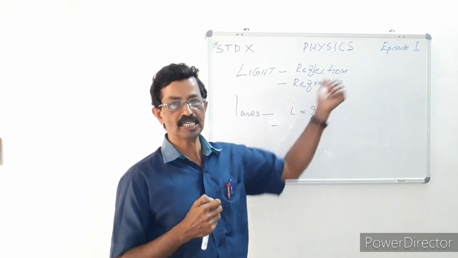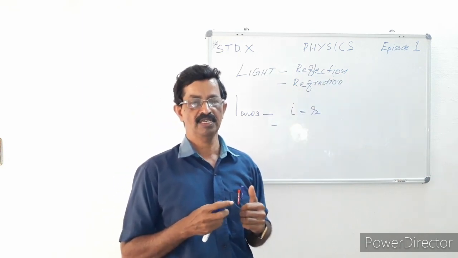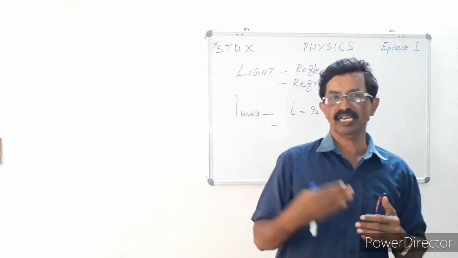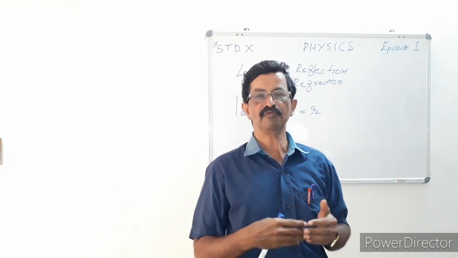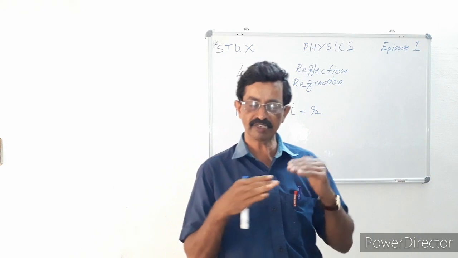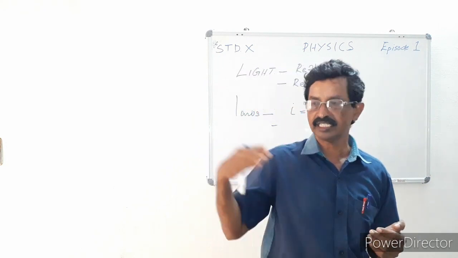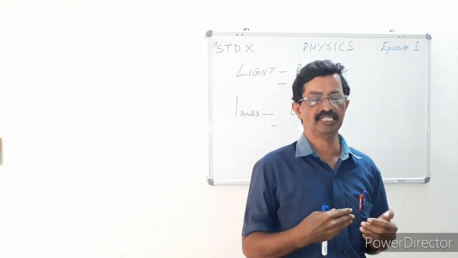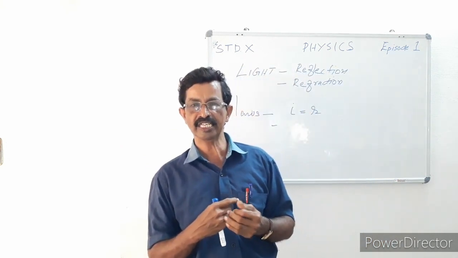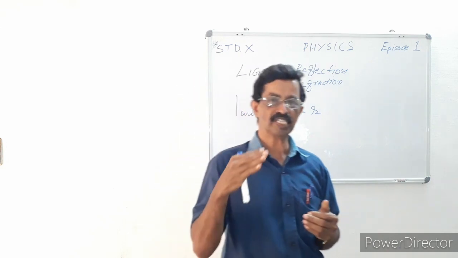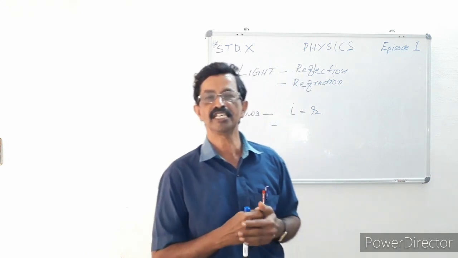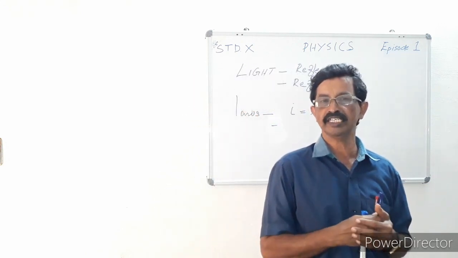Now, when we discuss reflection in the case of a plane mirror, the image we get is the same size as the object. Whatever the size of the object, that is the size of the image. Second, the image is always erect and virtual. A virtual image means the image which we cannot hold on a screen.